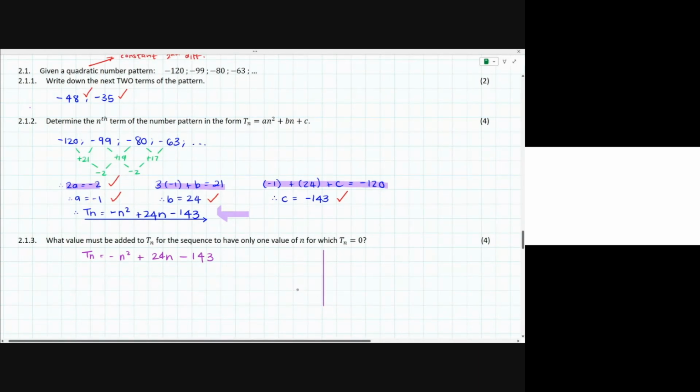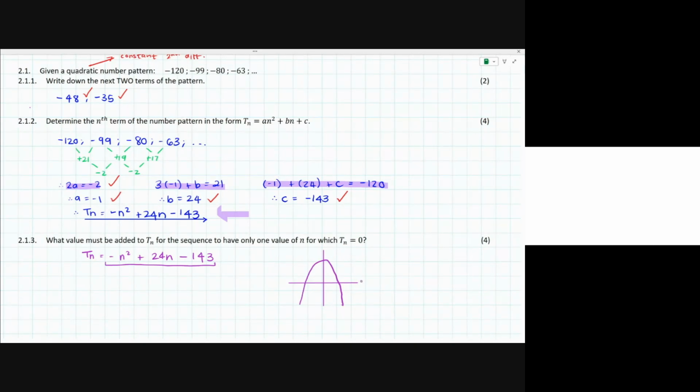Okay, it's not going to be an accurate parabola because we don't have a whole lot of information, but it's a sad parabola. It's going to look something like that. Not that it's a terrible parabola, but you get my drift, okay? And like I said, oftentimes we give you these types of questions whereby we are relying on you to remember that it is a parabola. So it says what value must be added to Tn, so to this whole negative n squared plus 24n minus 143, for the sequence to have only one value of n for which t of n equals 0.